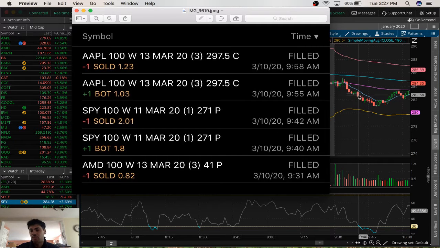So I didn't stay in this trade very long at all, but I was still able to make about 10% on this trade, right? I got in at $1.80 and I sold at $2.01. So not bad, 20 cents per contract, about 10% there.